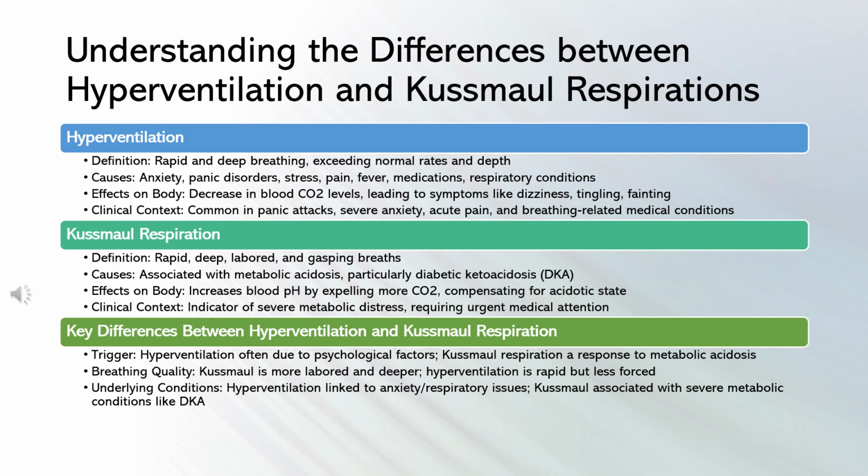Remember, hyperventilation is often triggered by biological factors, while Kussmaul respiration is a compensatory response to metabolic acidosis. Kussmaul respirations are more labored and deeper compared to the rapid but less forced nature of hyperventilation. And hyperventilation can be associated with anxiety or respiratory conditions, whereas Kussmaul respiration is primarily linked to severe metabolic conditions like DKA.